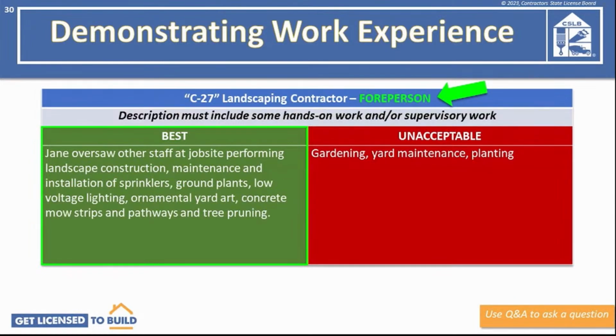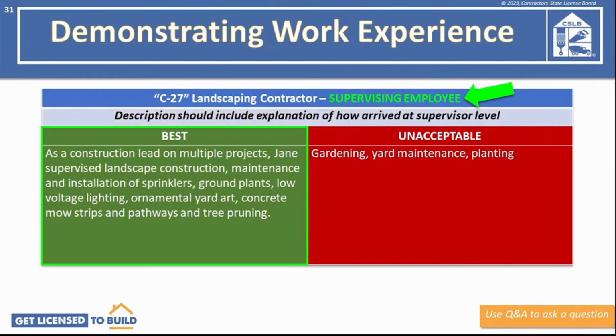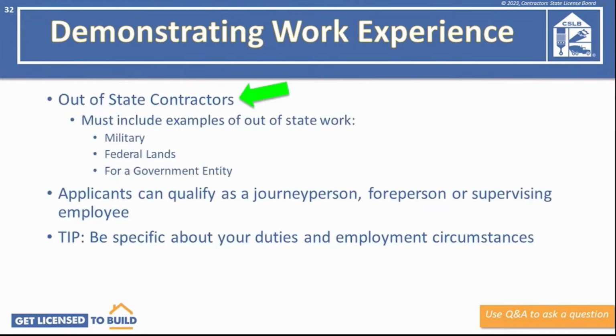For a C27 landscaping foreperson, the description should indicate overseeing other staff performing the trades. And for the C27 supervising employee, the description should include an explanation of how you arrived at the supervisor level for the trades on a project. Finally, for our out-of-state contractors, the same guidance that we showed you for general building contractors is required. Be sure to include examples of your out-of-state work as well as work for the military, on federal lands, or for a government entity. Be sure to be specific when you describe your duties and employment circumstances.